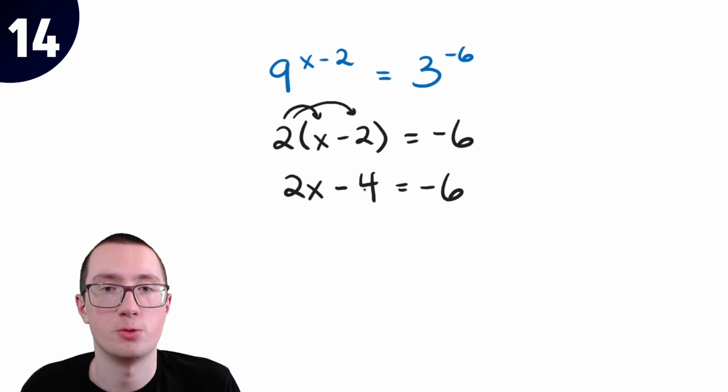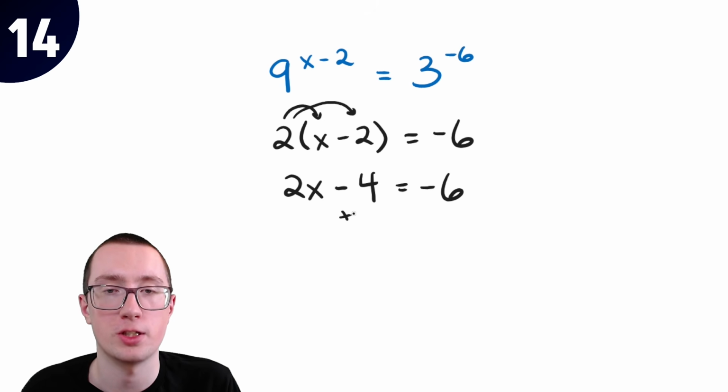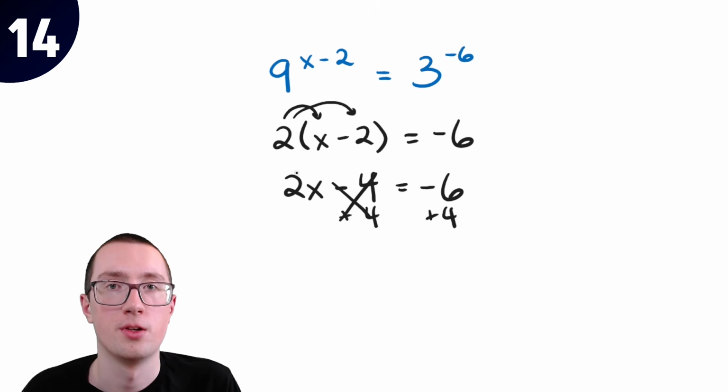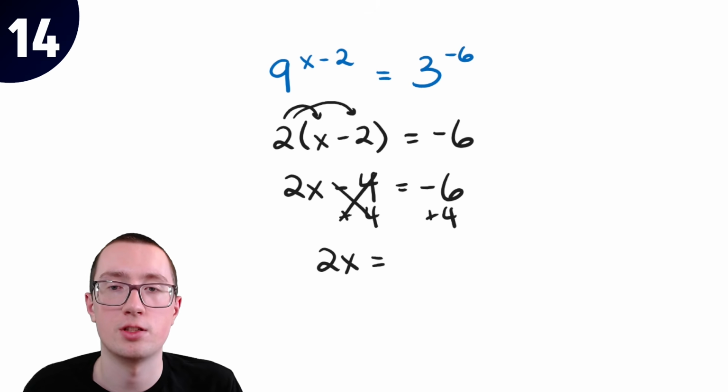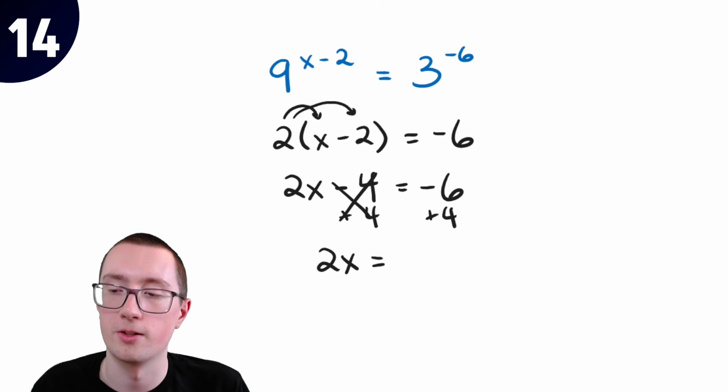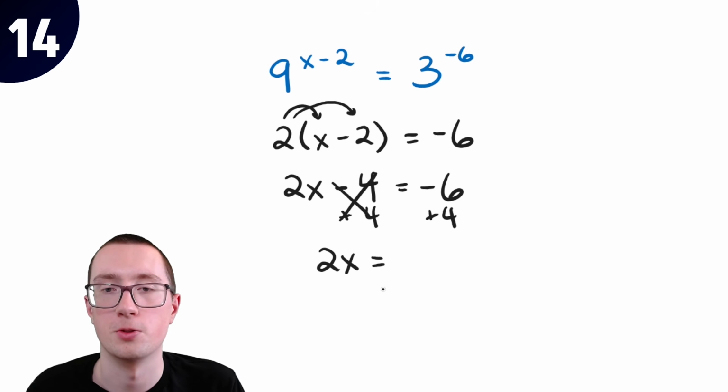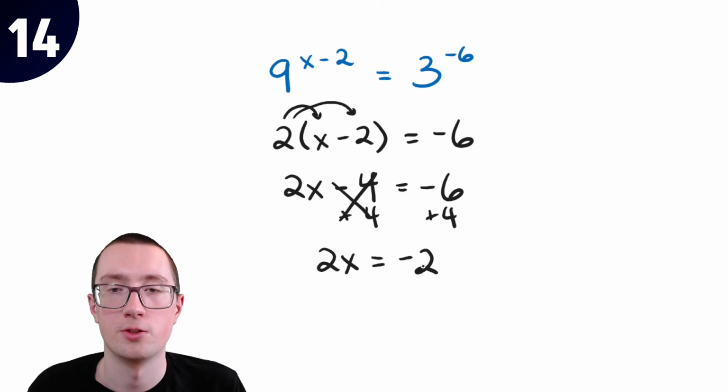And now let's just continue solving for x. So I'm going to get rid of the minus 4 first, because I think that's easier than getting rid of multiplication. So I'm going to do the opposite of minus 4, which is plus 4 on both sides. So the minus 4 and plus 4 cancel out. On the left side, we just have 2x. And then on the right side, we just have negative 6 plus 4. So you lost $6, then you gained 4 back. You're still down $2. So minus 2.